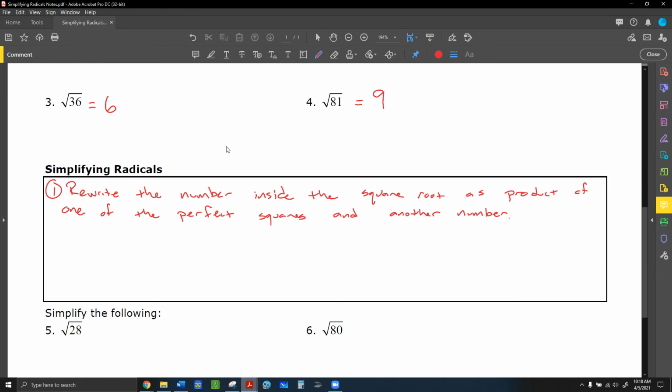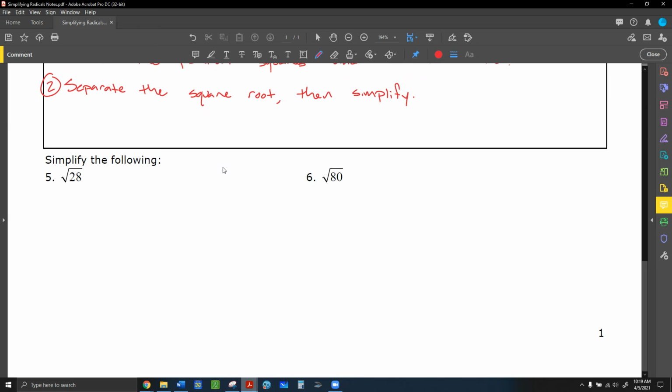Step 2 in simplifying radicals is to separate the square root, then simplify. So let's take a look at number 5. Again, step 1, we want to rewrite 28 as a product of two factors, one of which is a perfect square. So 28, I'm thinking factors of 28.